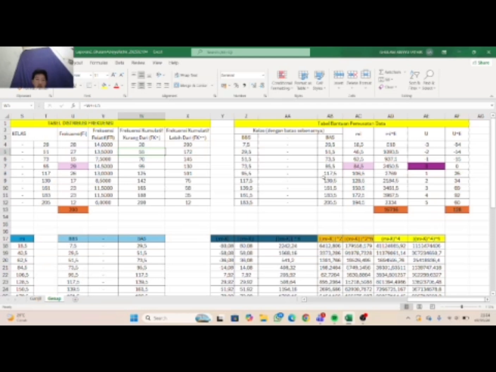Next, I create the supporting table for the group data calculation. In this section, I determine the true lower boundary and true upper boundary. The true lower boundary is obtained by subtracting 0.5 from the lower class limit. Meanwhile, the true upper boundary is obtained by adding 0.5 to the upper class limit.